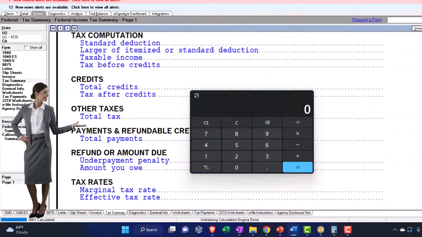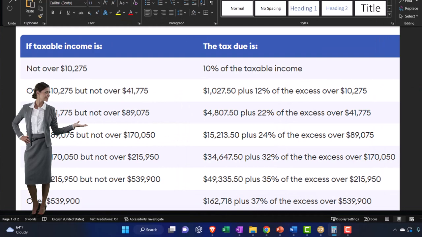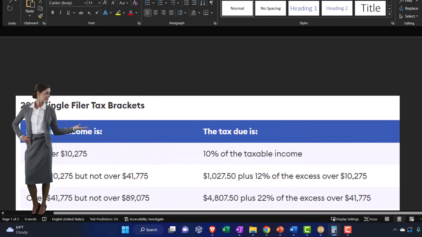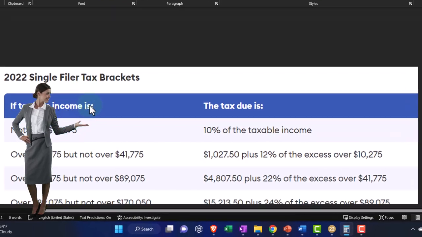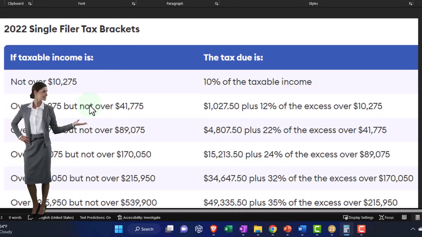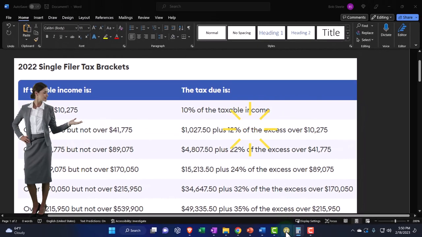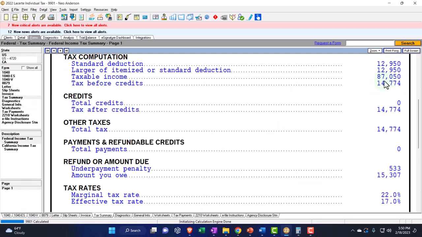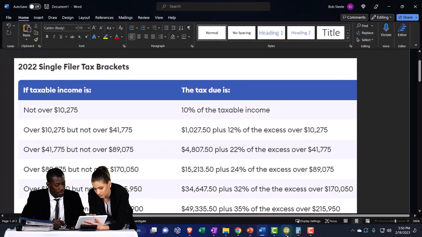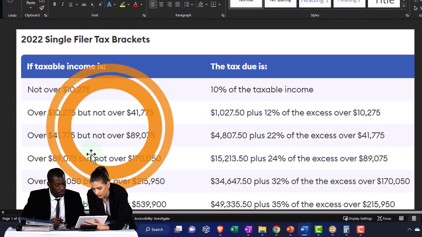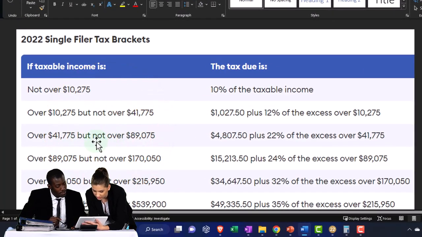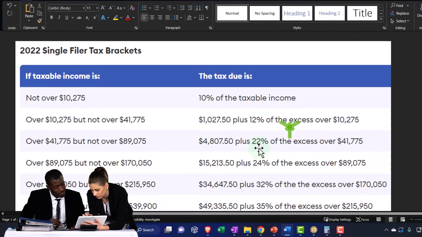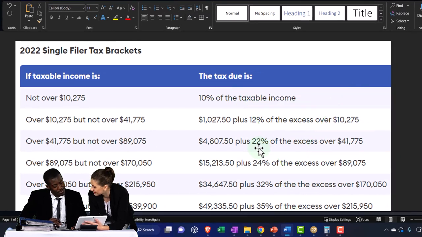So if I look at my tables, for example, note that we had the single filer tax brackets for 2022, and we're going to say that the taxable income was not the 100,000, it's the 87,050. So we're looking at the 87,050. So we would be in between here, right? And that would be the highest tax would be at the 22%. So that's where they're getting that 22%. We can kind of see it in a table type of format.